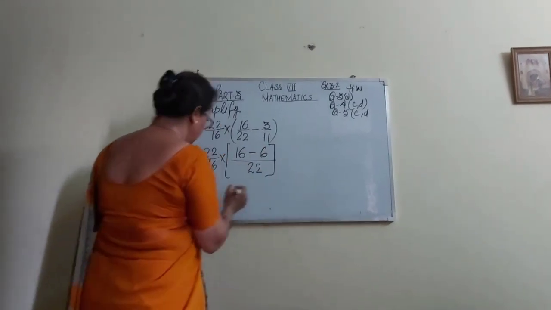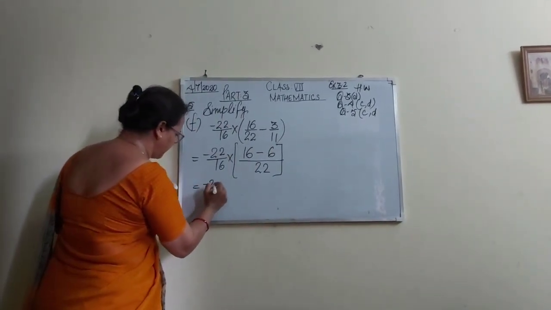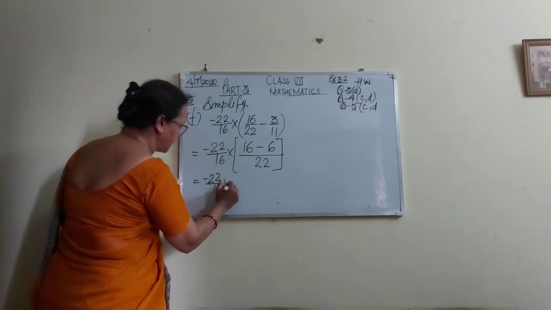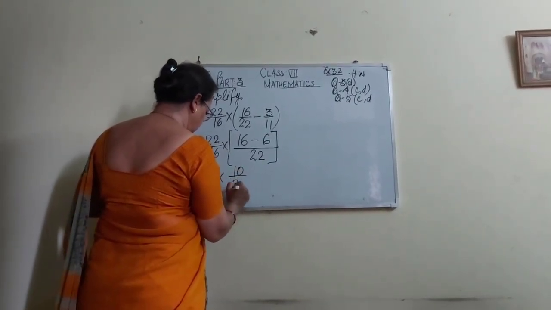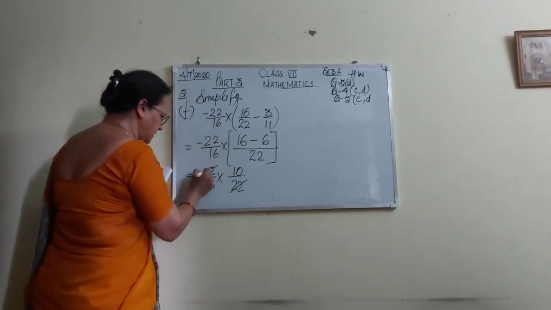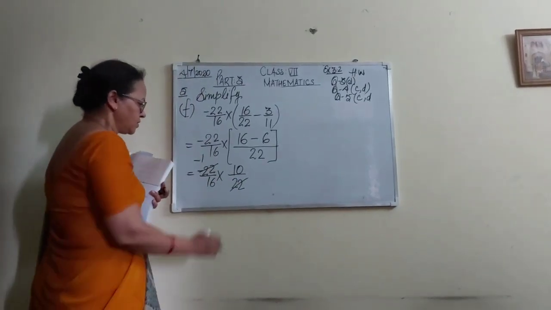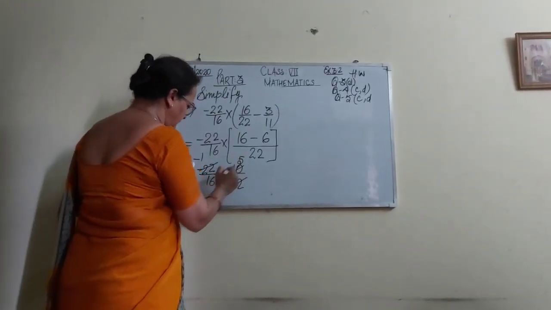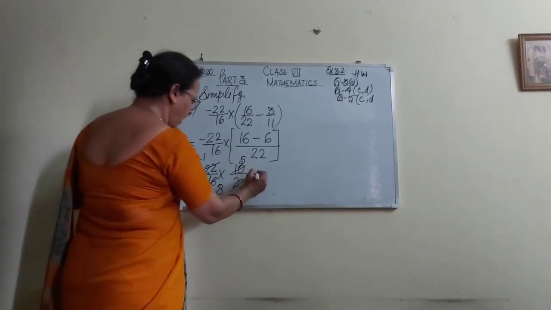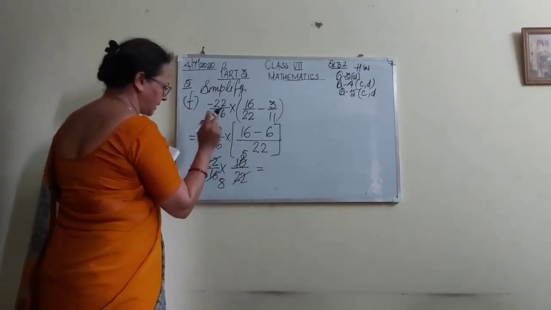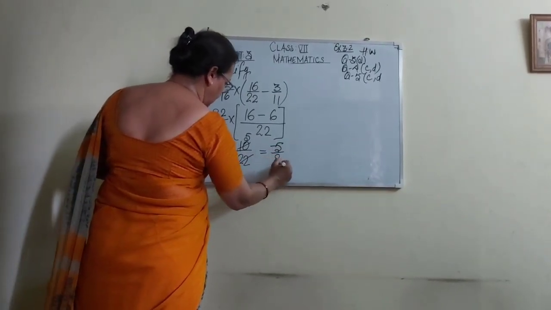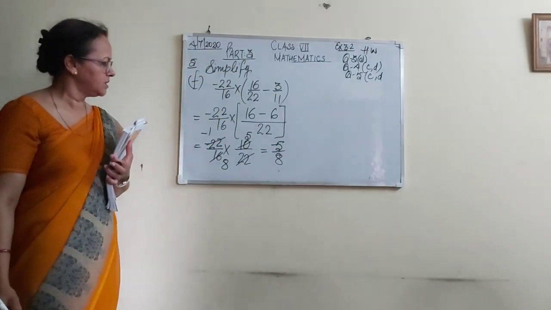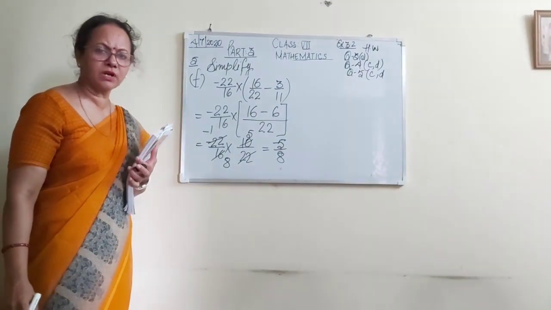That's right. This is minus 22 by 16 multiplied by 16 minus 6, which is 10 by 22. 22 ones are 22, minus 1. 2 5s are 10 and 2 8s are 16. What will be the answer? Minus 1 will be multiplied with 5. That will give you minus 5 by 8. This is your answer. Do you understand this question?